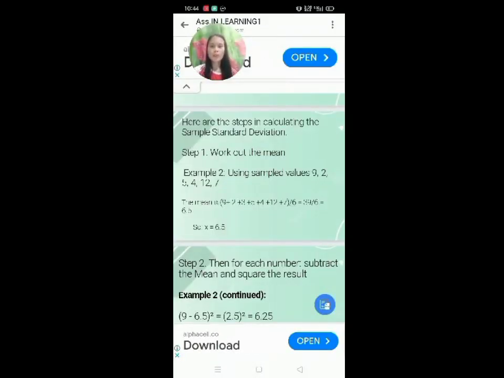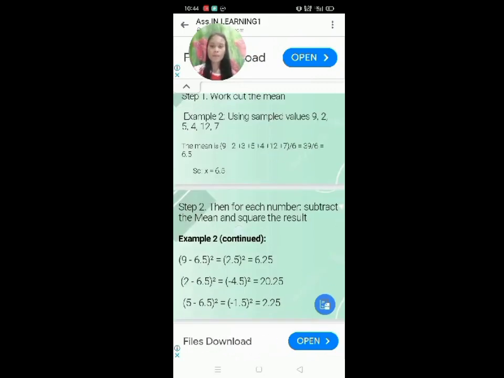So how do we calculate the sample standard deviation? Here are the steps. Step 1, work out the mean. For example, using the sampled values 9, 2, 5, 4, 12, 7, add up all of the values: 9 plus 2 plus 5 plus 4 plus 12 plus 7 equals 39. Divide by 6 equals 6.5. So x̄ equals 6.5.